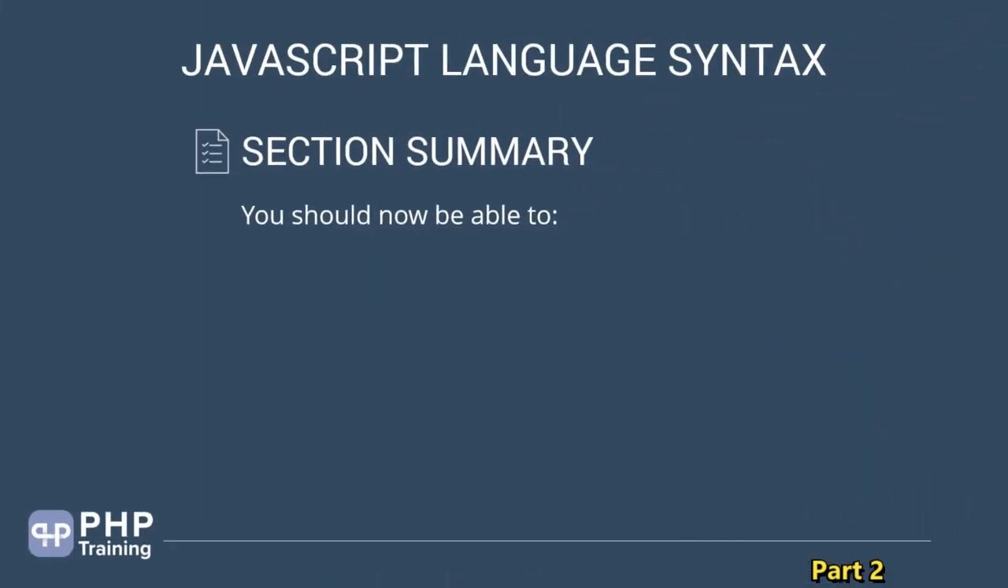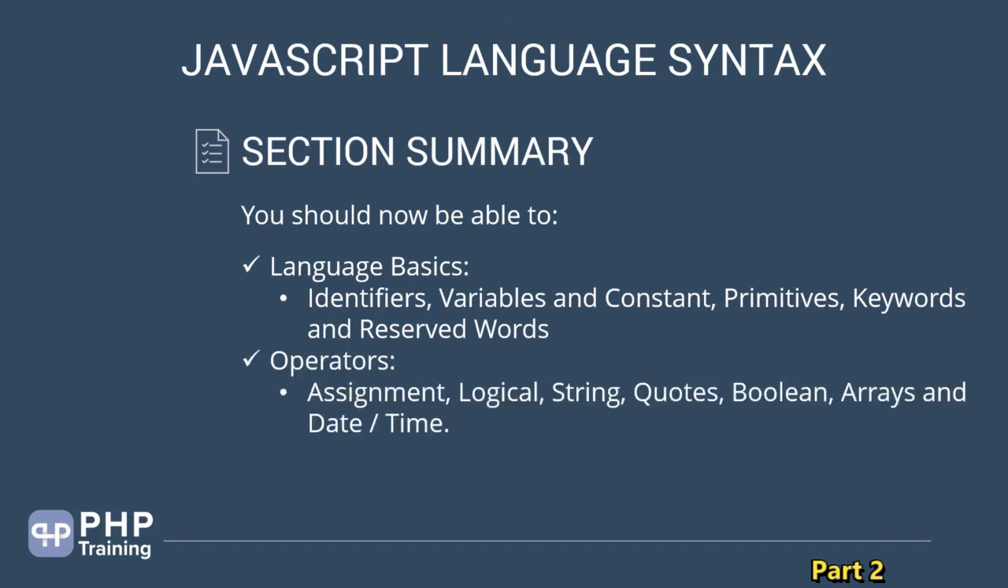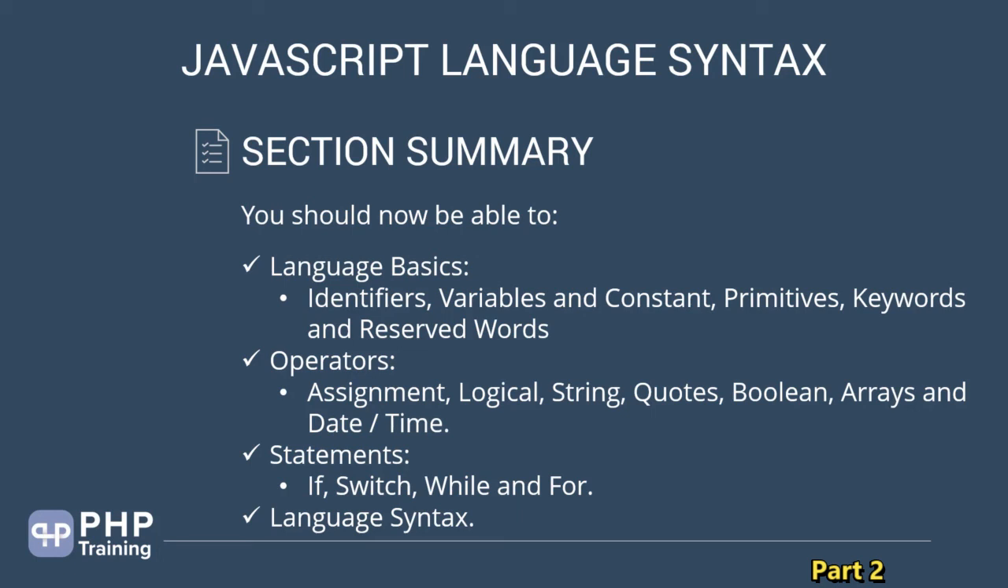Hello and welcome to the summary section for JavaScript language syntax. Let's look at the things that you should know by now. By now, you should be able to understand the language basics like identifiers, variables and constants, primitive data types, keywords, and reserved words. And you should also know how to work with operators like assignment operator, logical, string, quotes, boolean, arrays, and date and time. Also in the statements, you should understand how to write if conditions, switch statements, while loop, and for loop. And also in the language syntax, you should understand how to work with JavaScript.